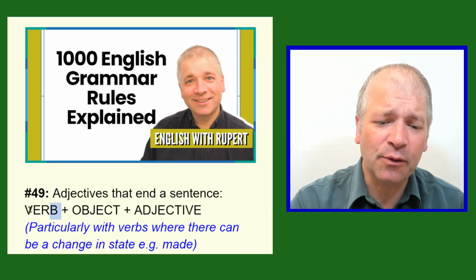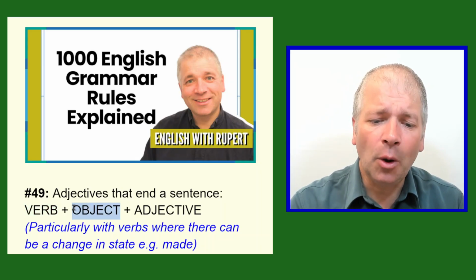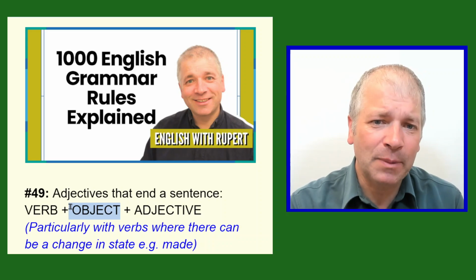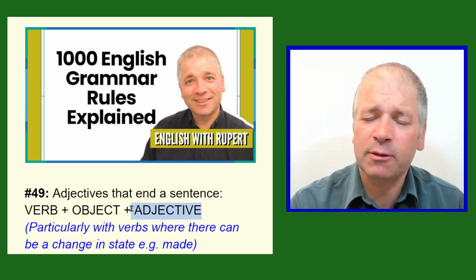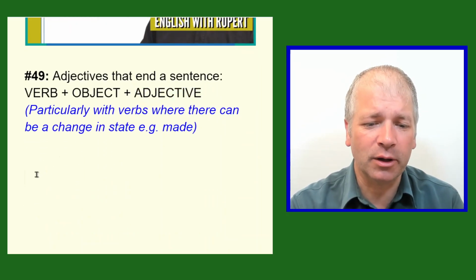And in that case, the verb will be the changing action. The object will be what has been changed, and the adjective will explain the way that it's changed. Let's look at an example of how this works.